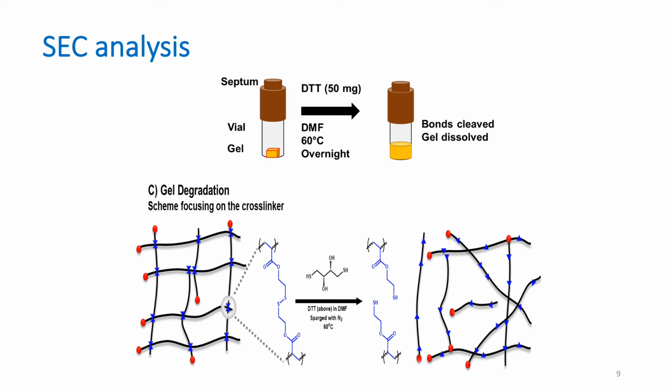Then we did size exclusion chromatography for both materials. In order to perform the size exclusion chromatography analysis, first we should degrade the networks because they are already cross-linked networks, and to do that we used DTT to cleave the disulfide bonds, and you can see in the image it cleaves the disulfide bond in the cross-linker.